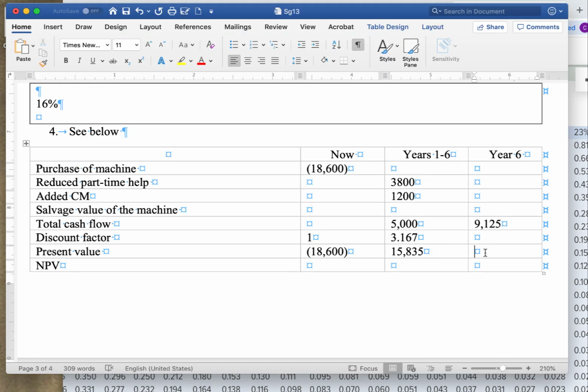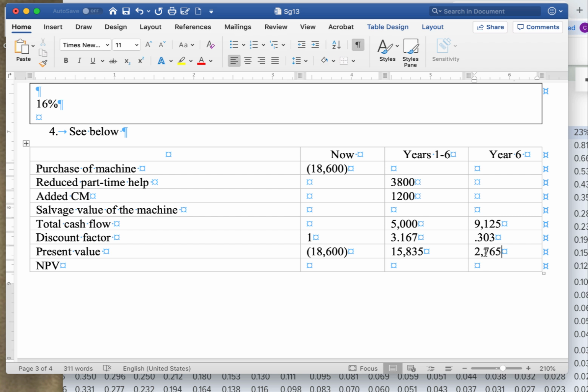So I'm going to take 0.303 and I'm going to multiply $9,125 times 0.303, which ends up giving me $2,765. So in a calculator, which I already did, but I'll do it again.